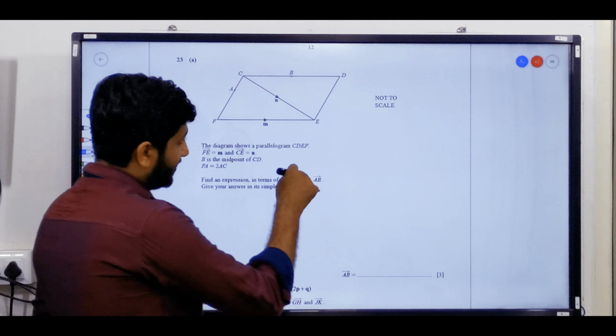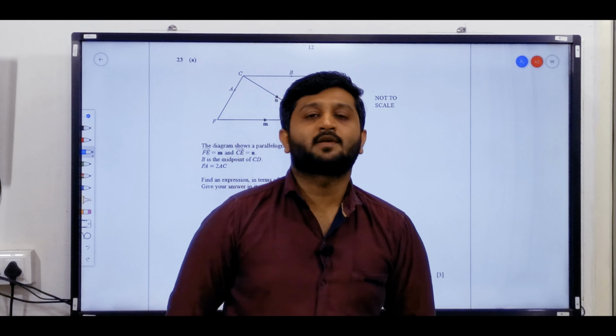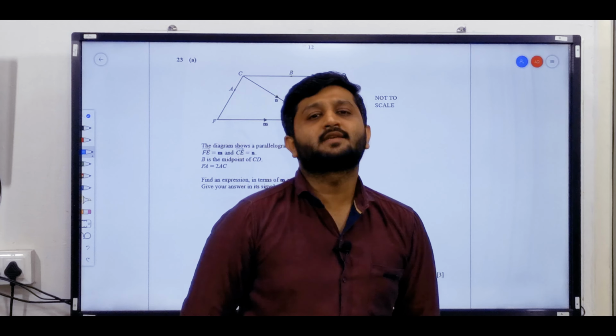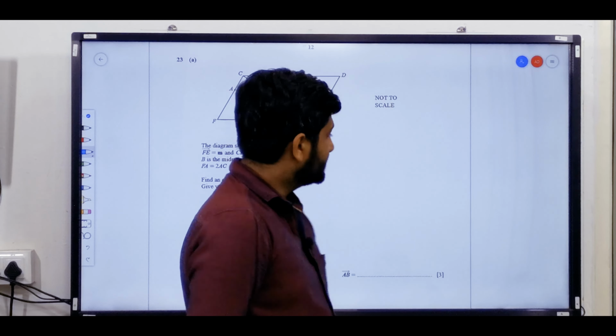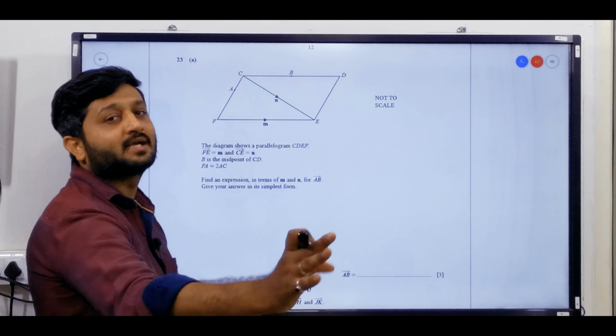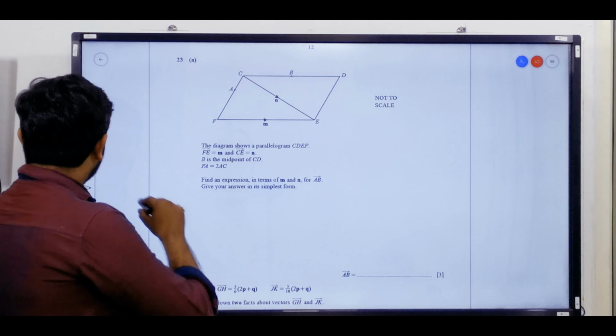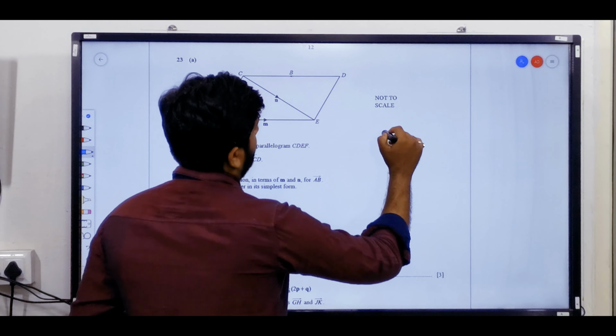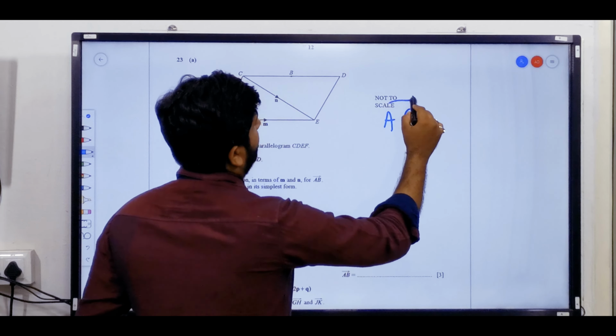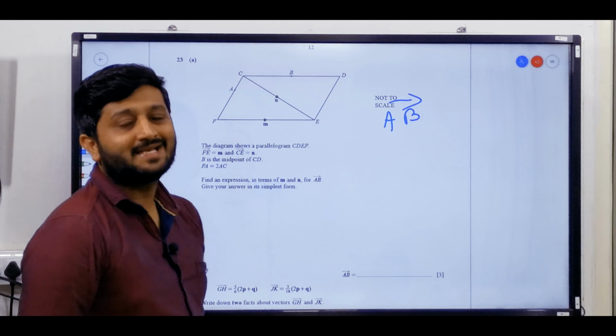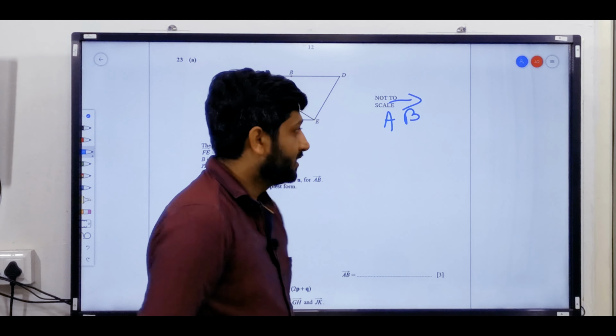See, this is from the chapter vectors. Vectors is very easy. It's just like traveling in a car. What I'm supposed to find out here is the value of my vector AB. It is just like traveling in a car.